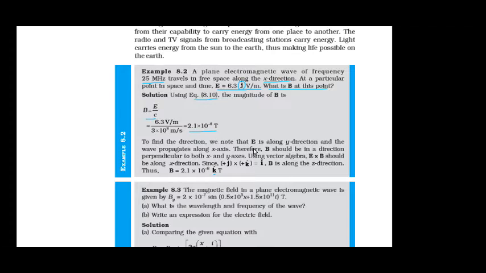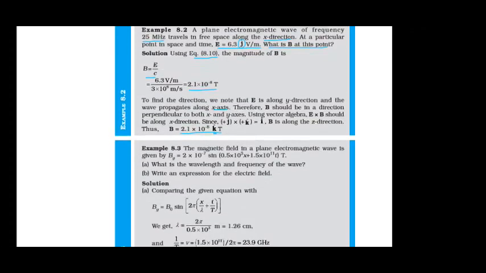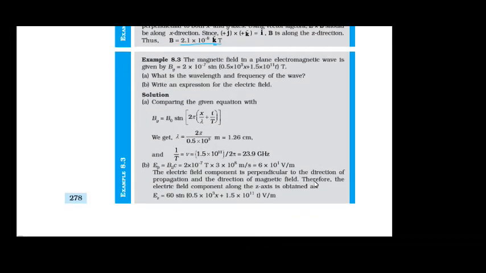To find out the direction, we note that E is along the y direction, which is given, and the wave is propagating towards the x direction. So B should be in a direction which is perpendicular to both x and y, that is the z direction. So B should be in the z direction, that is the k unit vector. It is represented by the unit vector k, and B's value is this, including the direction. Now let us move to the next sum.